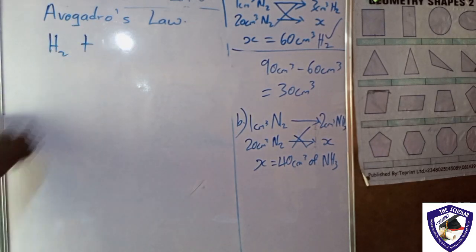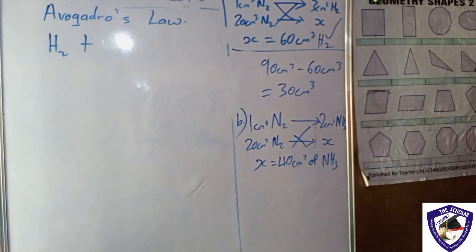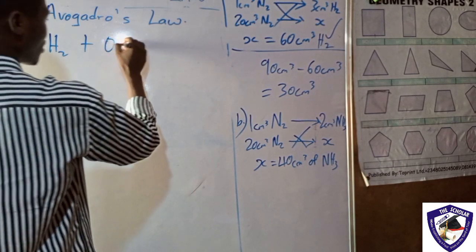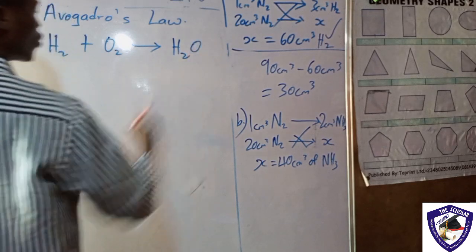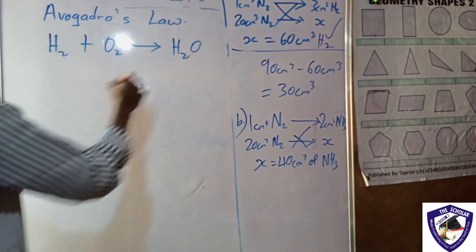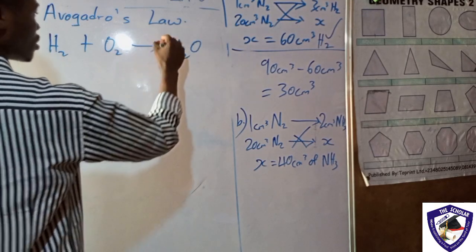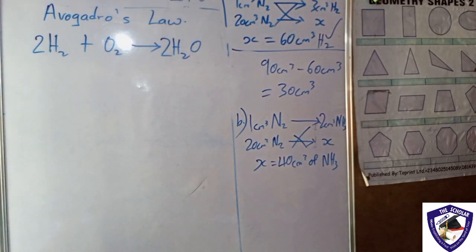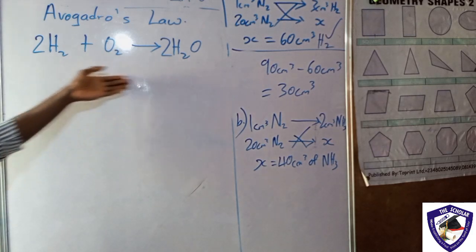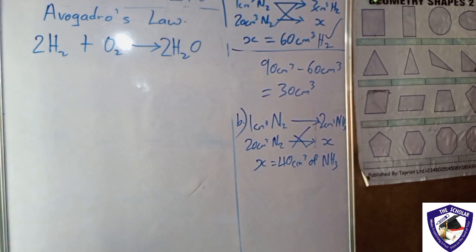Hydrogen plus oxygen to give water, H2O. Now let's balance this equation. You have two moles of oxygen here. But you can be given the reaction like this, and you just balance the equation. Mostly you might be given the reaction balanced, but you have to check again if it is properly balanced.